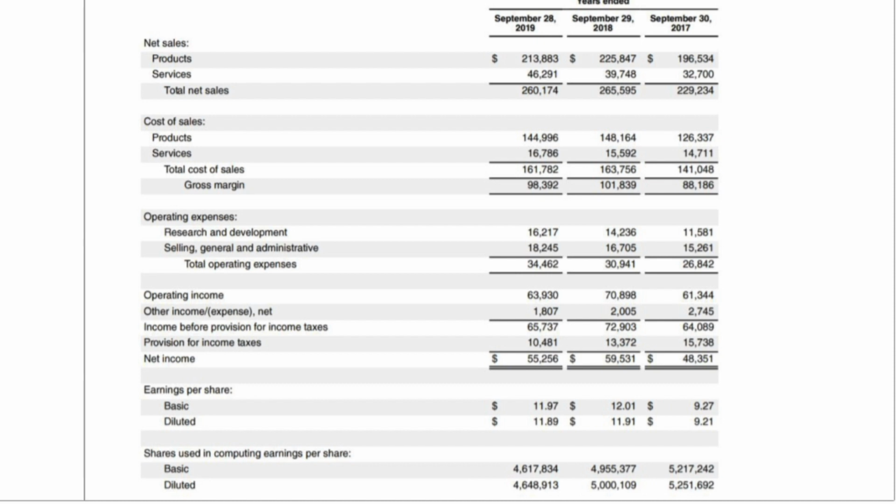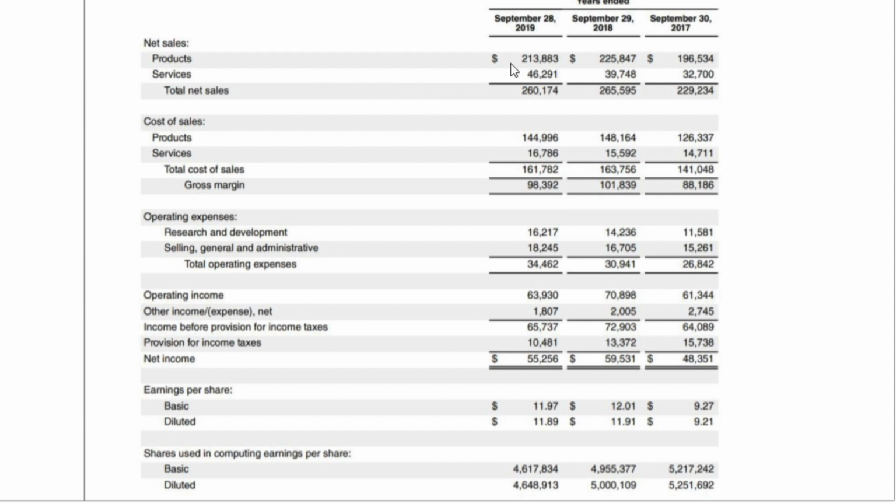This is Apple's income statement. If we look here on the top, they have their net sales. These are the products and services that they sold. And this is how much money they made strictly from the products and services that they sold. So this is in millions. So it'd be 1 million, 10 million, 100 million, 1 billion, 10 billion, 260 billion.